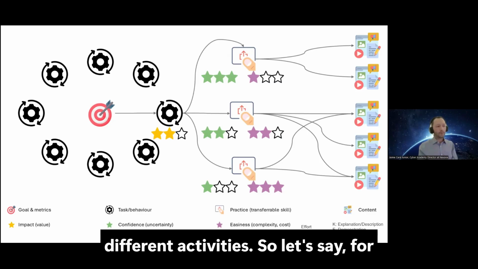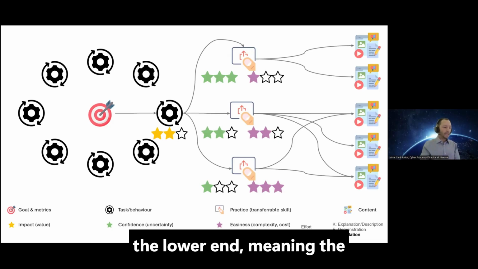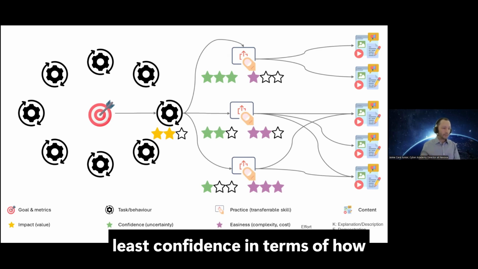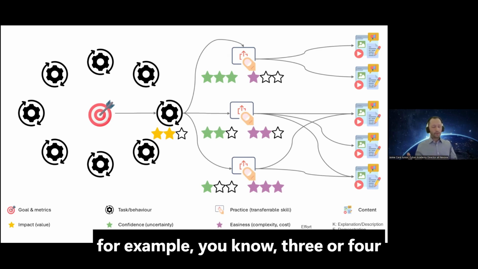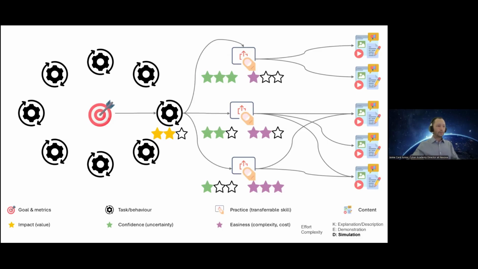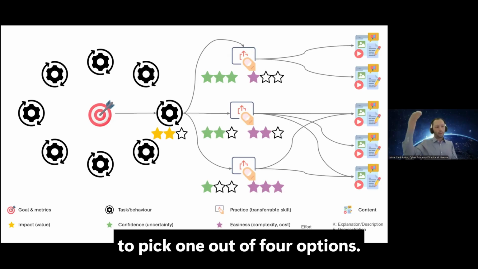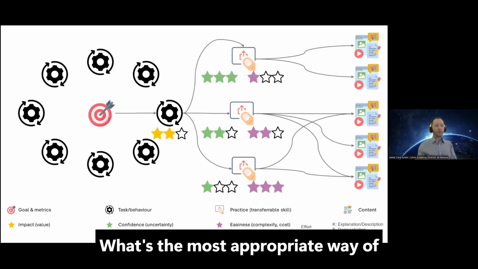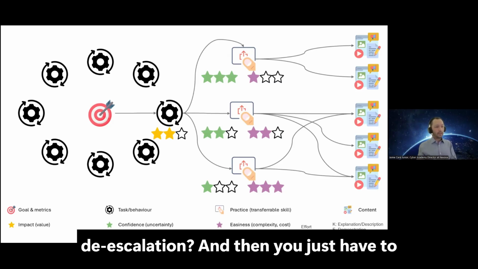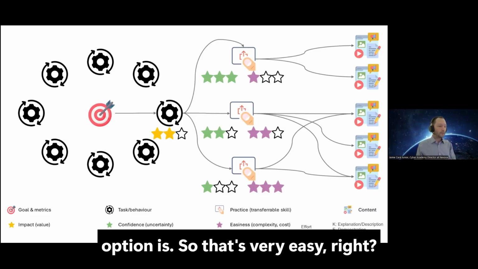So I can brainstorm 3 different activities. Let's say, for example, one of the possibilities is at the lower end, meaning the easiest, but also the one you have the least confidence in terms of how transferable that skill is. You can have, for example, 3 or 4 possible answers to a question that the customer asks. So the customer asks you a question, and then I have to pick 1 out of 4 options. What's the most appropriate way of answering the customer without escalating, or maybe contributing to the de-escalation? And then you just have to pick, right? So you just have to recognize what the best option is. So that's very easy, right?